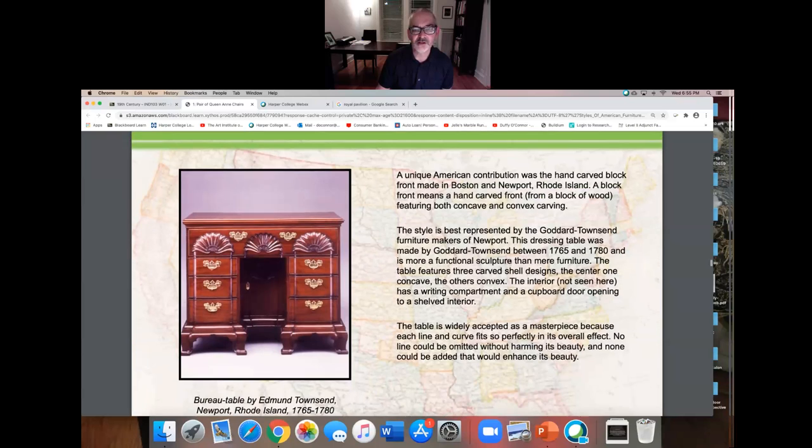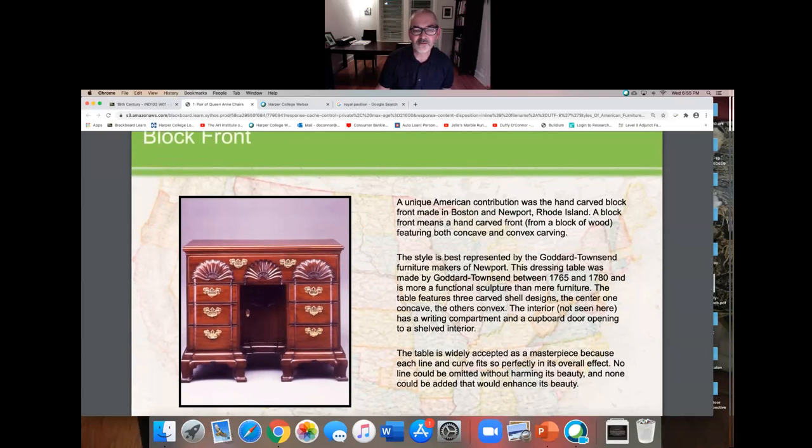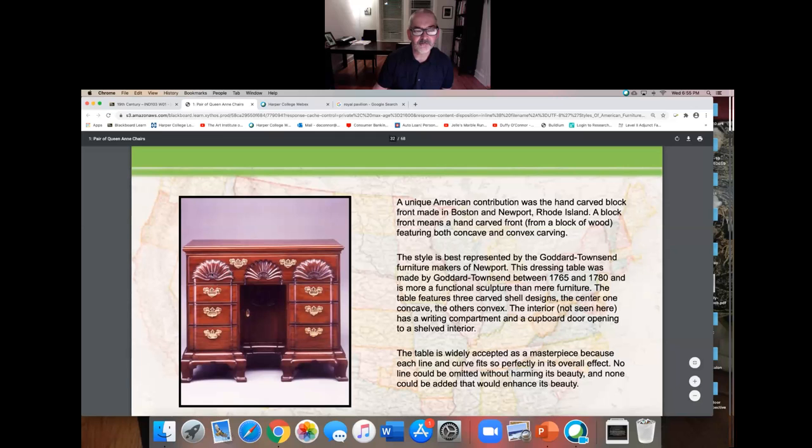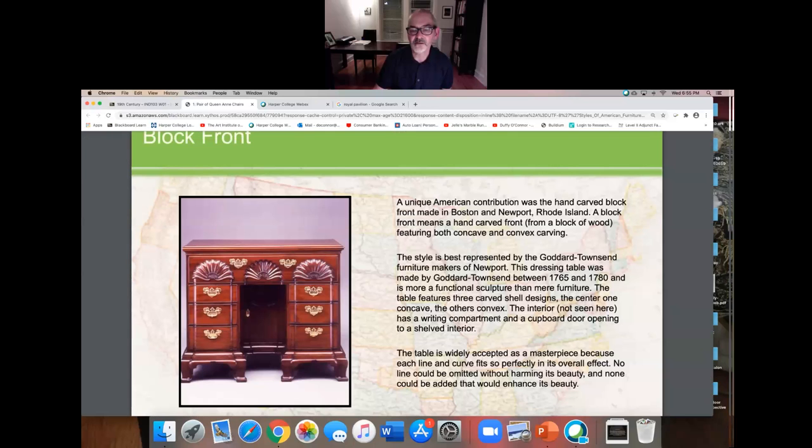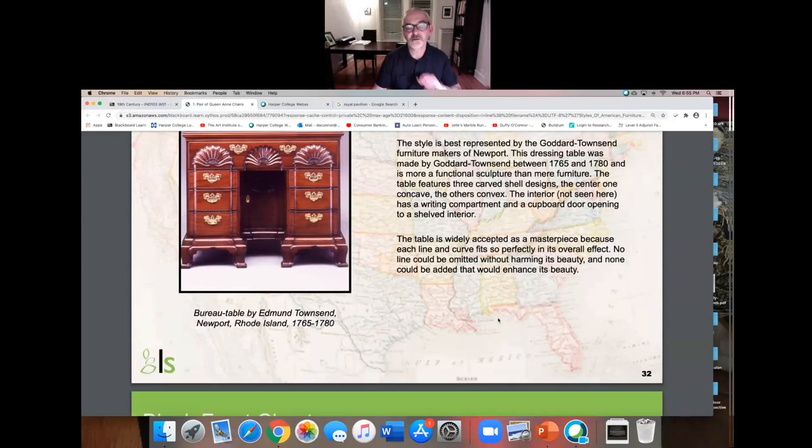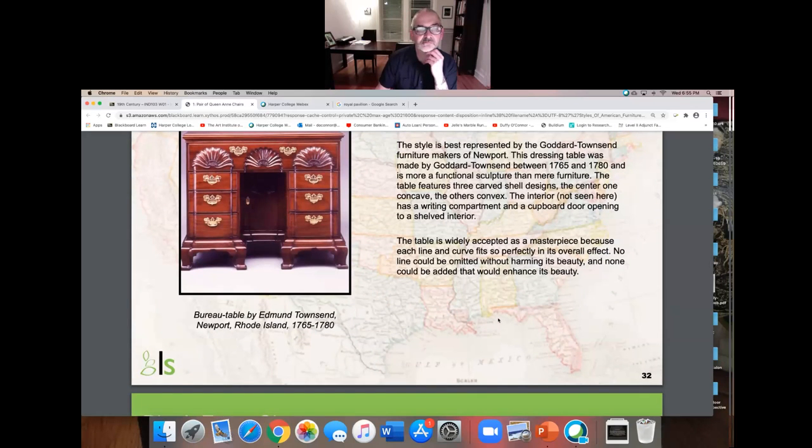And block front. Block front were like this whole section right here. There's one piece of wood that's carved. So it would have been made from a much thicker piece of wood, so that all of this out here is carved away. This is left as a relief, and then this is carved as a concave section. So you need a really big, thick piece of wood in order to do the block front.